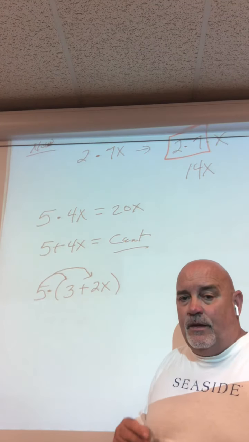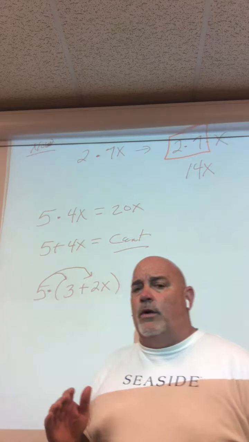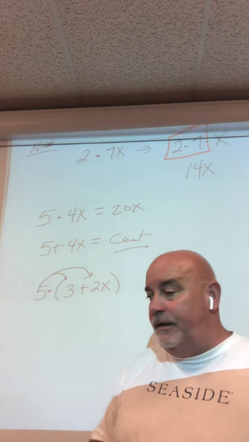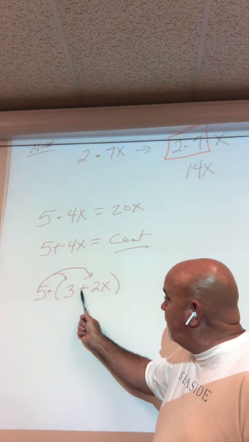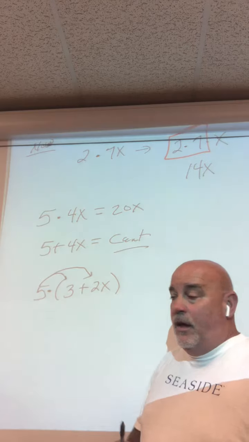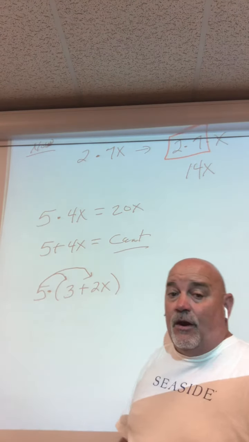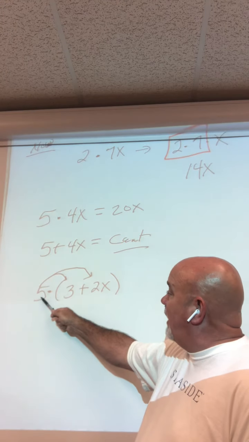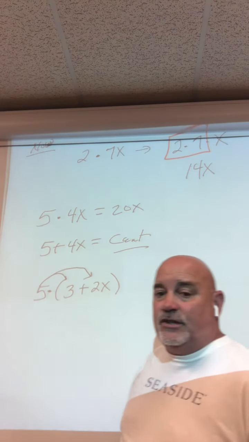Yes, I can. Now you say, Mr. Ryan, I thought in orders of operations you do what's in the parentheses first. We typically do. But in this 3 plus 2x, you can't add these two terms together. So if I could add those together, I would, but they don't add together. But I can still multiply this 5 times both of these terms.